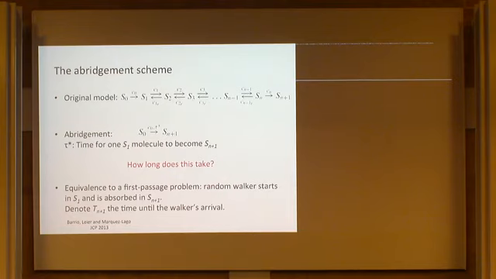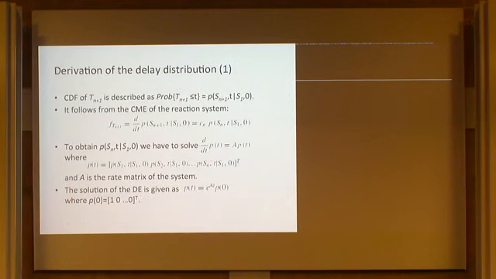So, as I said, how long does this take? And we obviously see here the equivalence to the first passage problem. So a random walker starts in S1 and is absorbed in Sn plus 1. And with Tn plus 1, we denote the time until the walker arrives. And then I will quickly go through now the derivation of the PDF or the CDF. So the CDF of Tn plus 1 is described by this probability: starting at time 0 in S1, when do we arrive at Sn plus 1 at time t.